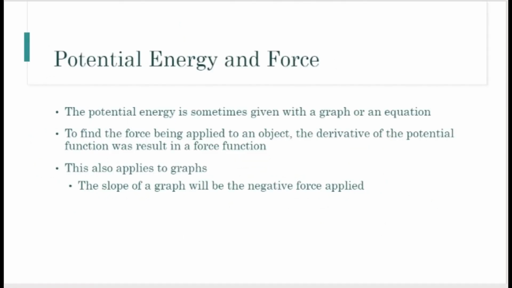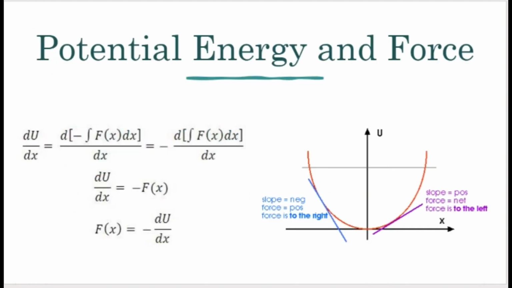Now on to potential energy and force. The potential energy is sometimes given with a graph or an equation, and to find the force being applied to an object, the derivative of the potential energy function will result in a force function over time. This also applies to graphs, as the slope of a graph will be the negative force applied. You can see here the potential energy and force functions, as a force function will result from the negative potential energy over distance function.